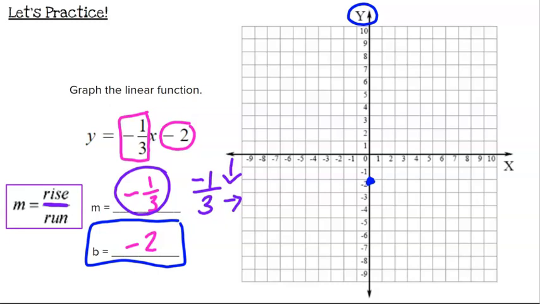So we're going to follow this pattern to get those next points on the graph. We're going to go down 1, right 3. From that blue point, that starting point on my y-axis, I'm going to go down 1 over 3. Put a point. Down 1 over 3. Put a point. I'm just going to do that until I run out of room, and then connect the points on my graph.